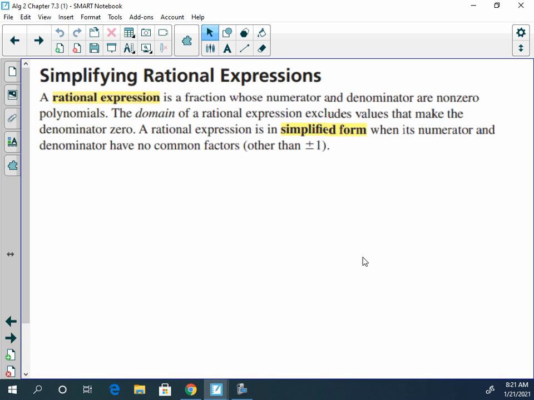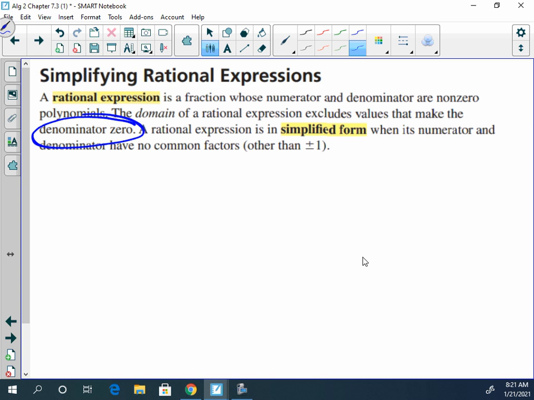The domain of a rational expression excludes values that make the denominator 0. We cannot have 0 on the bottom of a fraction, so we have to exclude any values. So if we had 6x over x, any values of x that are going to make the denominator 0 must be excluded because we cannot have them as a value for the function.